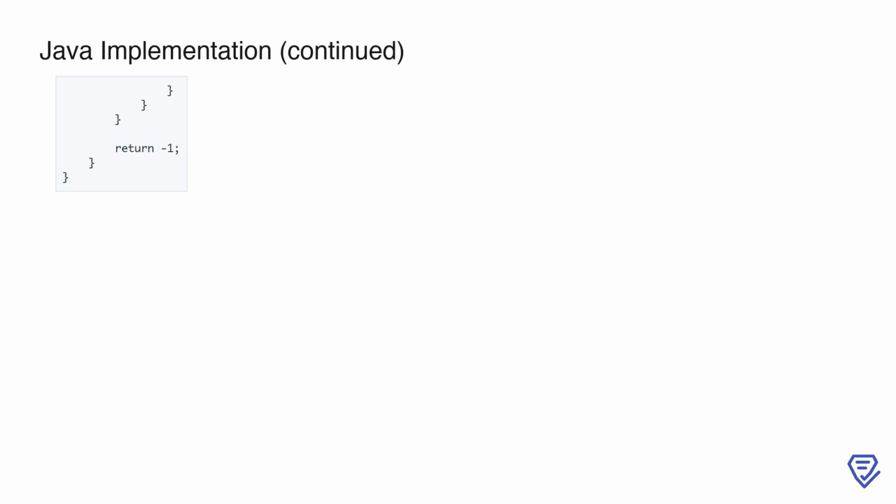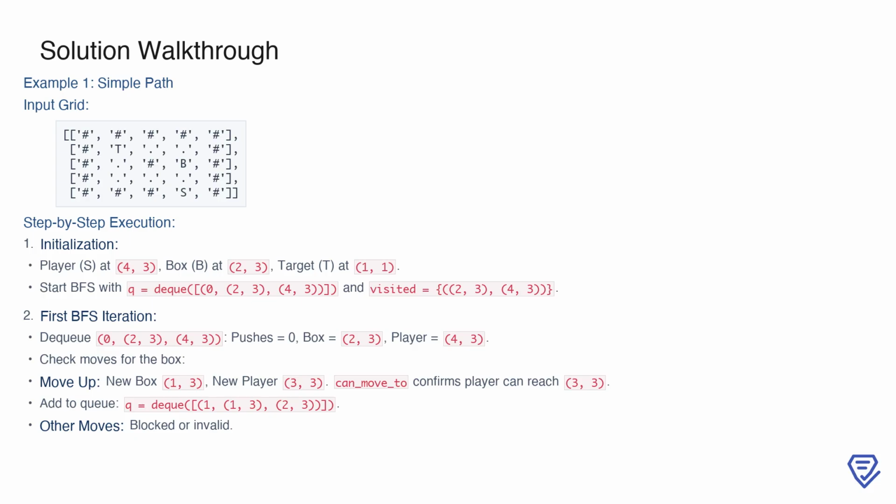the constraints. In this example, we start with a simple grid where the player is at position 4, 3, the box is at 2, 3, and the target is at 1, 1. Our goal is to move the box to the target position while making the minimum number of pushes. We initialize a BFS queue with the starting state 0 pushes, the box at 2, 3, and the player at 4, 3. We also maintain a visited set to track explored states, starting with 2, 3, 4, 3.